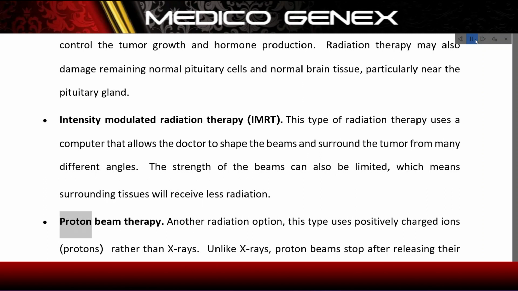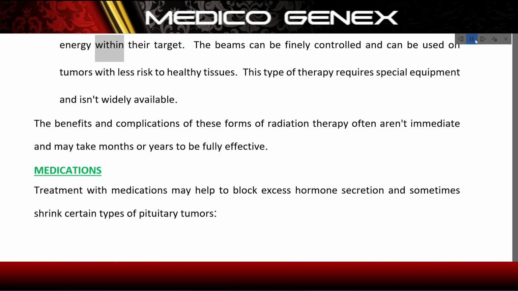Proton beam therapy. Another radiation option, this type uses positively charged ions, protons, rather than X-rays. Unlike X-rays, proton beams stop after releasing their energy within their target. The beams can be finely controlled and can be used on tumors with less risk to healthy tissues. This type of therapy requires special equipment and isn't widely available. The benefits and complications of these forms of radiation therapy often aren't immediate and may take months or years to be fully effective.